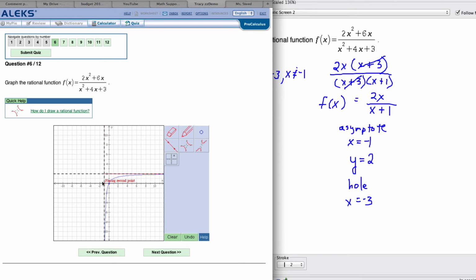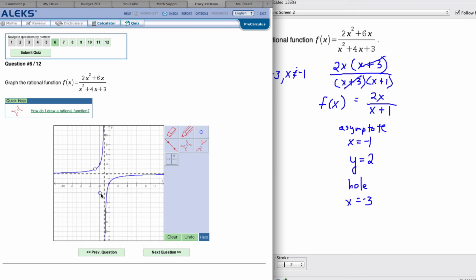Plot that point. Now I'm going to pick x equals negative 2 and replace x with negative 2. So 2 times negative 2 is negative 4. Negative 2 plus 1 is negative 1. So I have negative 4 over negative 1, which is positive 4. So the point is negative 2, positive 4. And then I need to add the hole at x equals negative 3. So I click this button here, go to x equals negative 3, go up and place the hole on that graph.